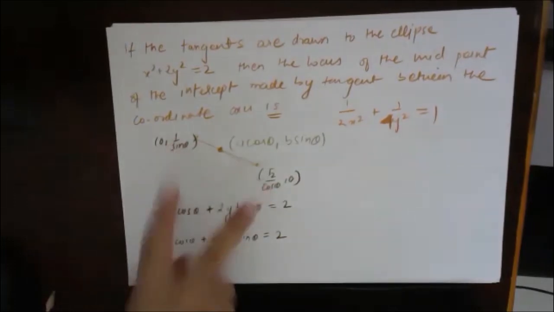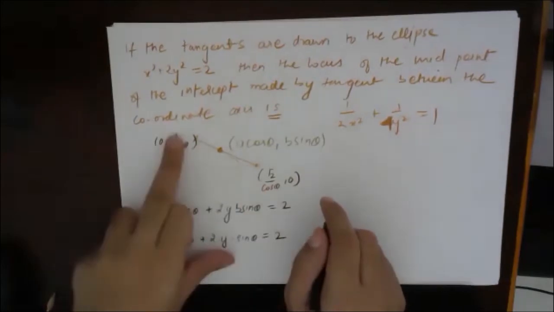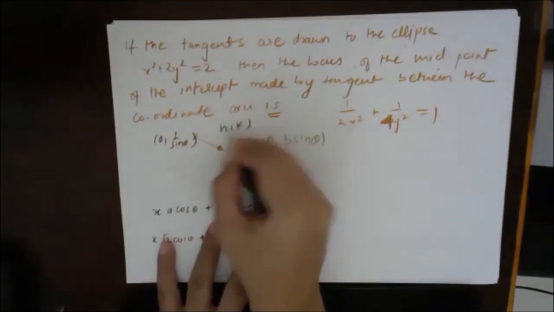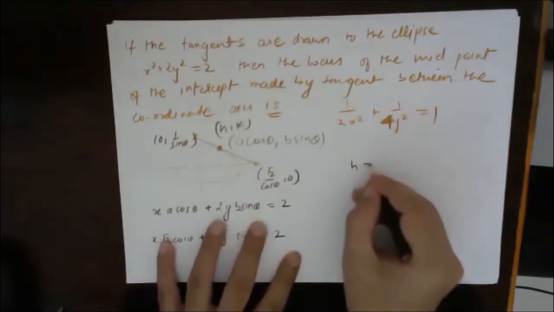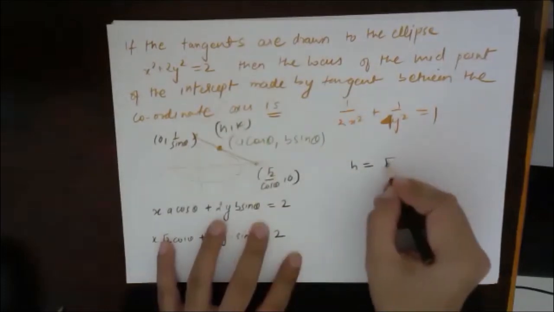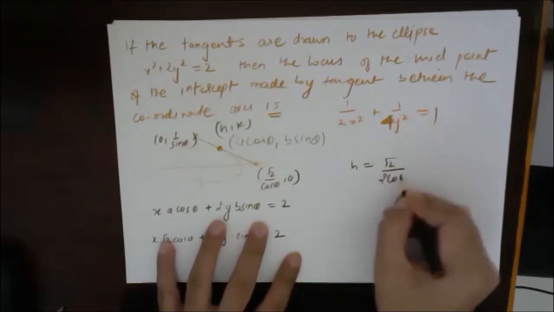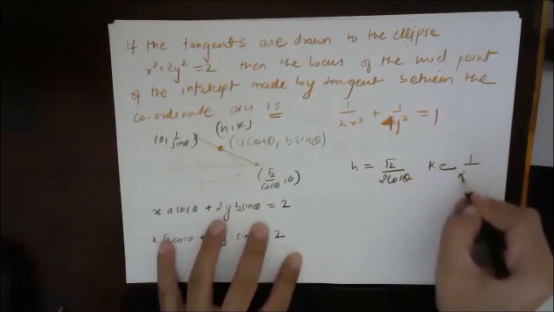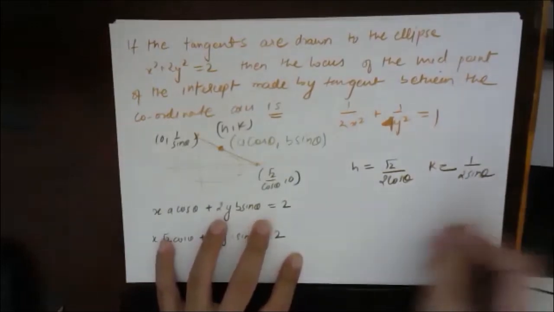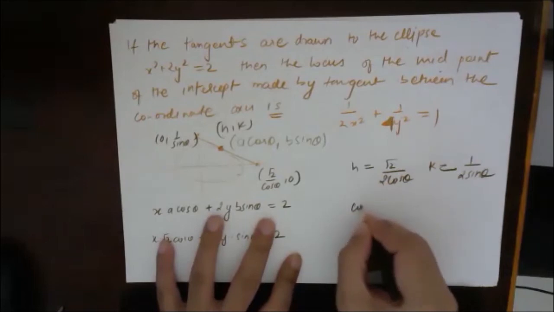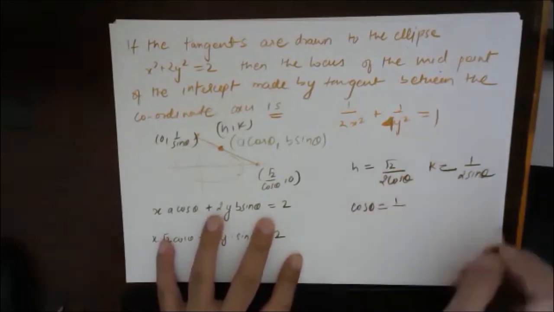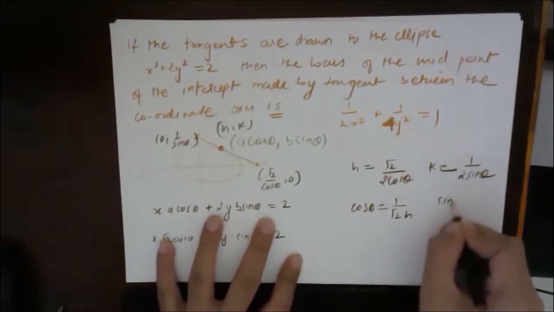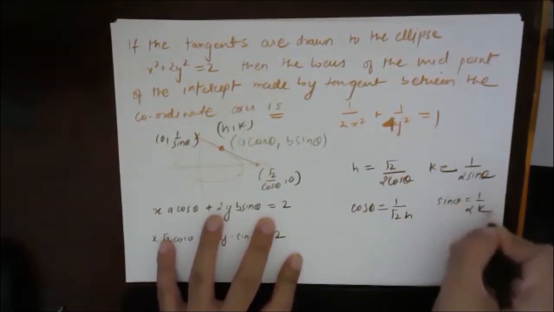Now the midpoint using these two will be this by 2 plus this by 2. Let the midpoint be (h, k). So h is equals to root 2 by 2 cos theta, and k will be equals to 1 by 2 sin theta, right? Now this I can write as cos theta is equals to 1 by root 2 h, and sin theta I can write as 1 by 2k, right?